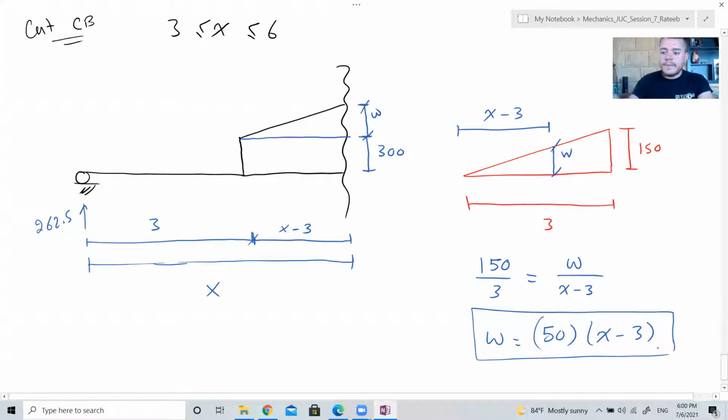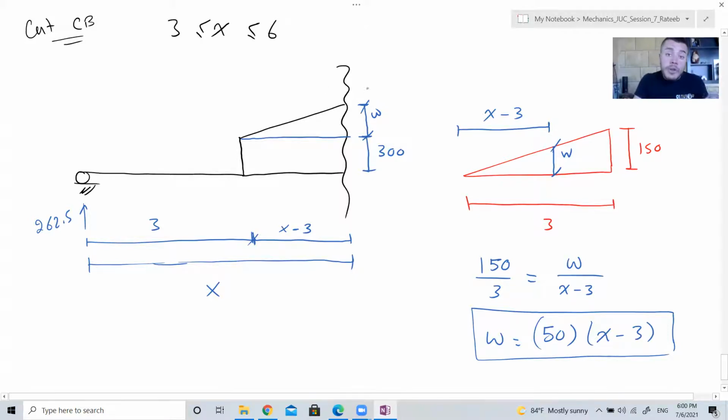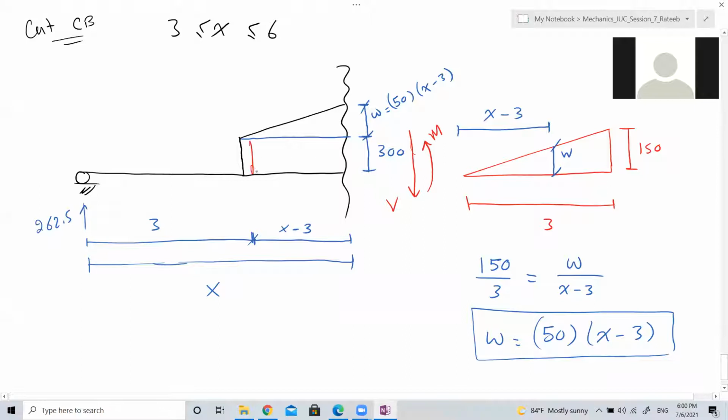Is it clear? Clear, doctor? Yes. So whenever you have W you need to find it as a function of X. So this is 50 into X minus 3. Now we can work. Now the shear is like this. This is the shear and this is the moment. And these are all pointing down, arrows downward.